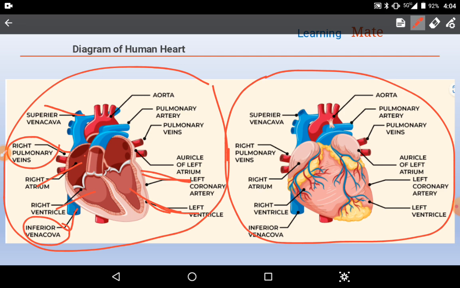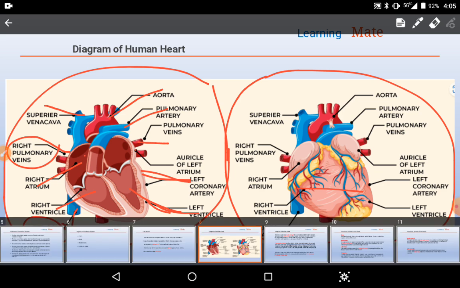Then we have the auricle of the left atrium over here. The pulmonary veins, these tubes, are where oxygenated blood passes through to the heart. So we have the pulmonary artery over here. We will discuss the function later on. We have the aorta, the largest artery of the heart over there. In subsequent videos we will discuss all this in detail.